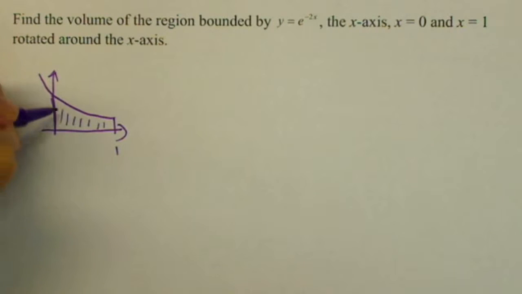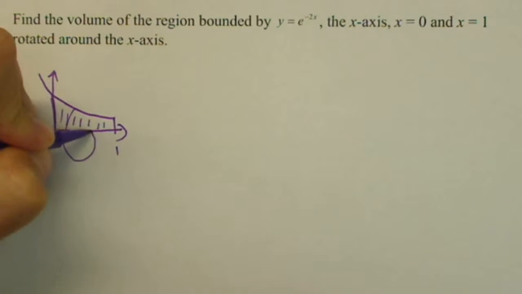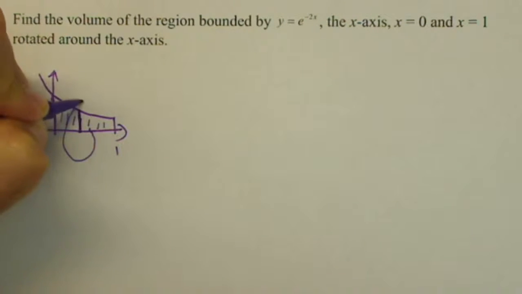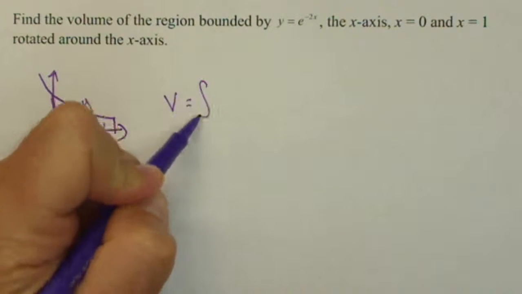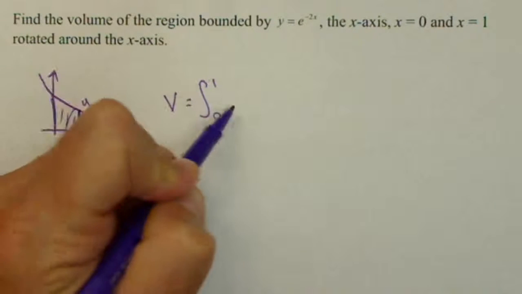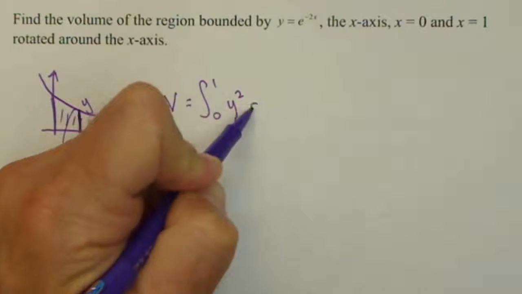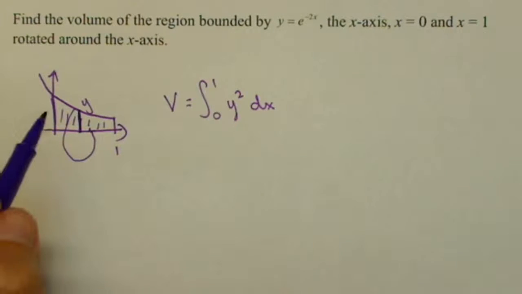The biggest thing in doing a volume for a region of a volume of revolution is identifying your radius. Well, since our axis of rotation is the x-axis, here's our radius right here. It's just from the x-axis up to our curve. Therefore, the volume is going to be from 0 to 1, y squared dx.